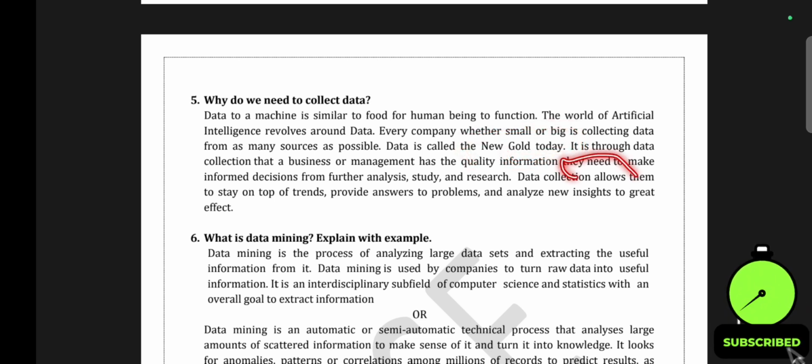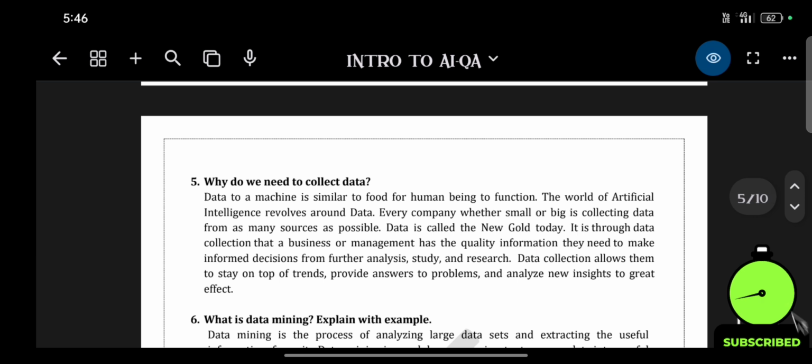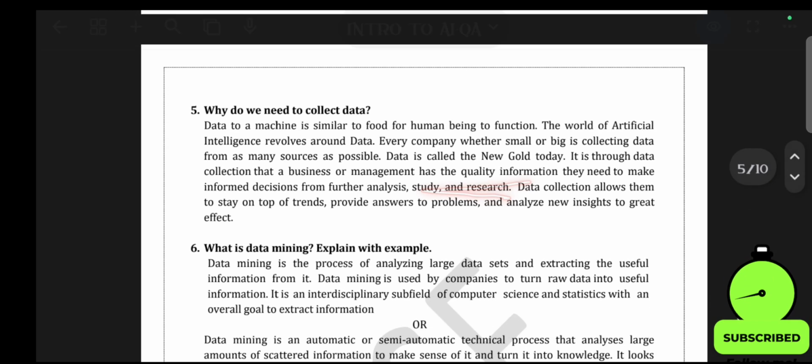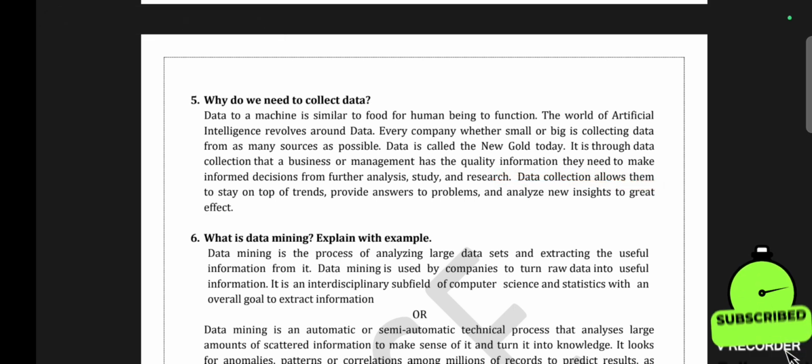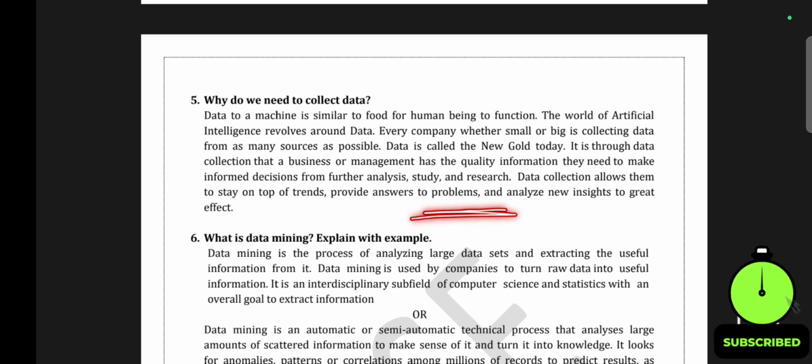It is through data collection that business or management have the quality information they need to make informed decisions from further analytics, study or research. Data collection always allows them to stay on topic or trends, provide answers to problems, and analyze new insights to create effects.